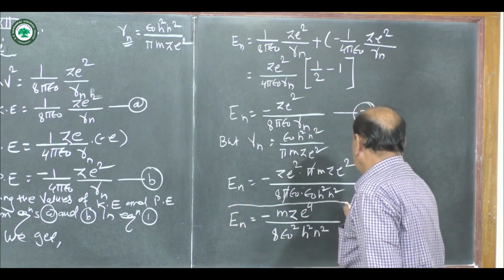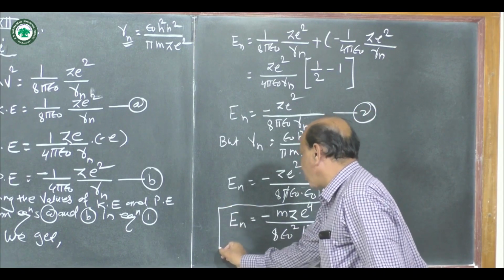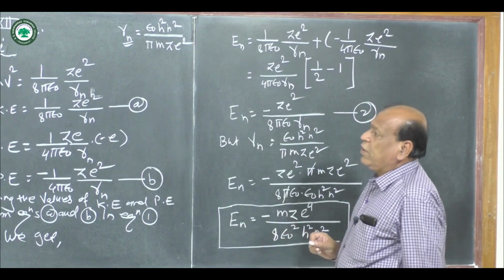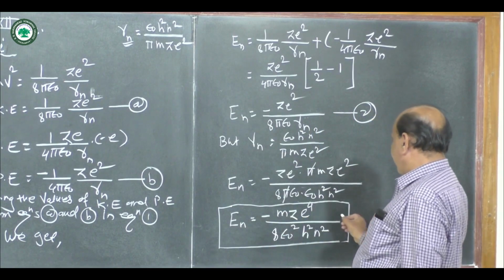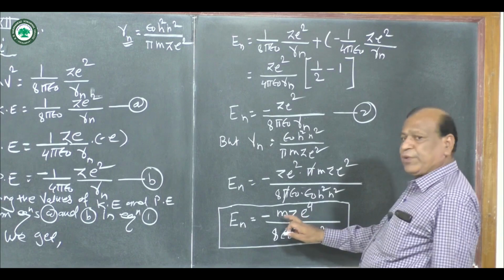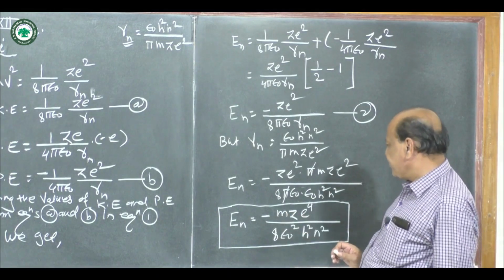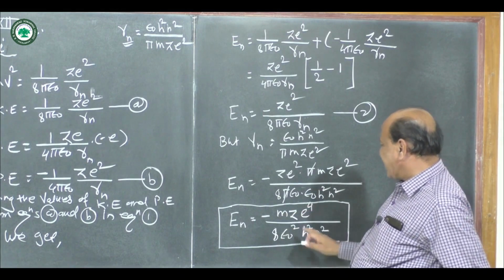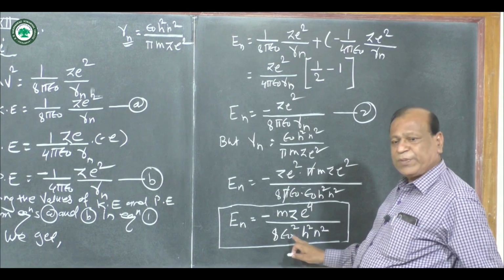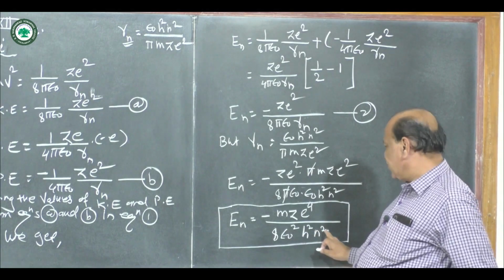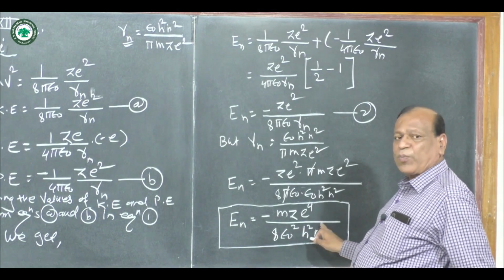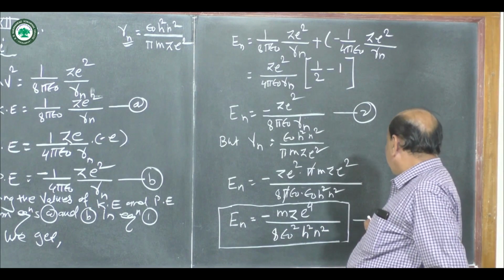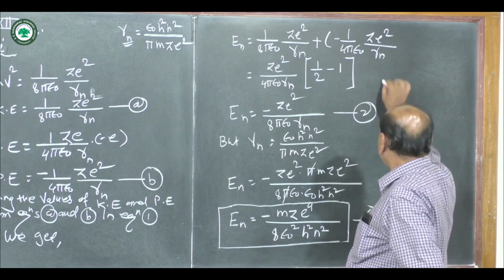Now this is the expression for energy of the atoms. Here m is the mass of the electron, e is the charge on the electron, epsilon 0 is the permittivity, h is Planck's constant, and n is the number of the orbit, that is, the principal quantum number. This is equation number 3.